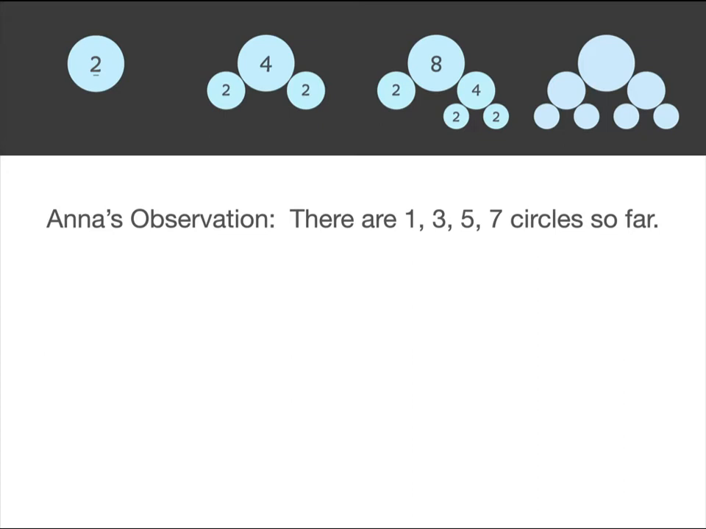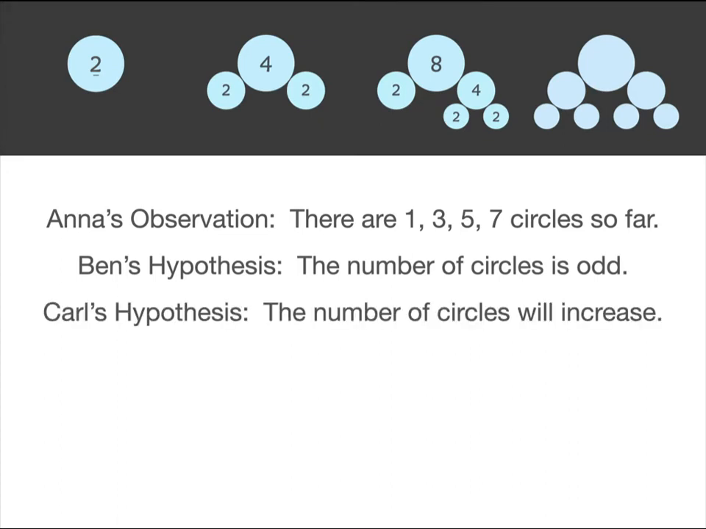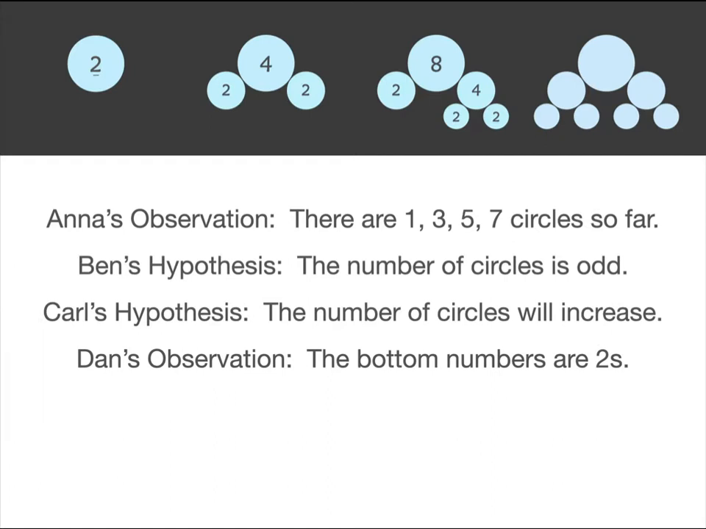So Anna has observed that there's 1, 3, 5, and 7 circles so far. Perhaps that is a good observation to make. Ben's hypothesis: the number of circles is odd. Carl's hypothesis: the number of circles will increase. Dan's observation: the bottom numbers are 2s. So these are all great hypotheses and observations. You want to have at least as many wrong ones as right ones. We totally underestimate the joy of getting wrong hypotheses.